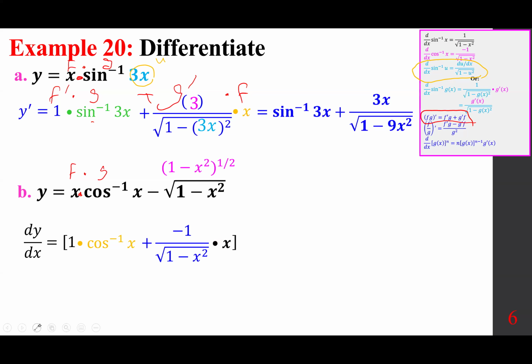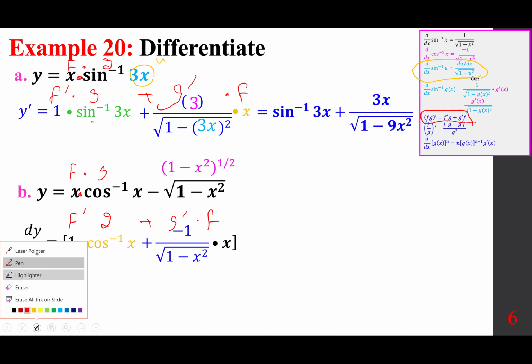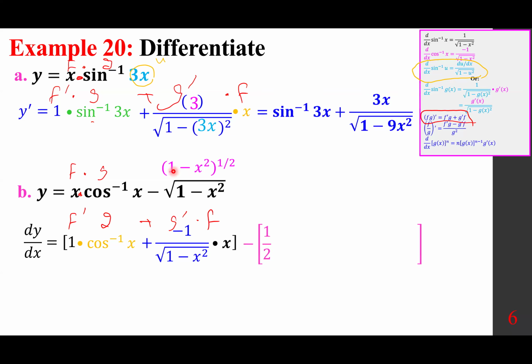So right here, let me put this down as f prime g plus g prime f. And now let's work on this. So 1/2, so minus 1/2 times the same thing, 1 minus x squared to the power of 1/2 minus 1, which makes a negative 1/2, and times the derivative of the inside by the chain rule, which is negative 2x. And that's the only calculus step.